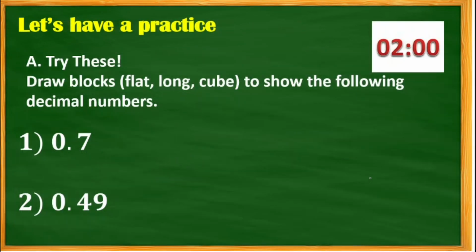Okay, now let's have a practice. Try this. Draw a block, flat, longs, and cubes to show the following decimal numbers. Number 1, 7 tenths. Number 2, 49 hundredths. You have 2 minutes to answer this one, grade 4 pupils. So your timer starts now.